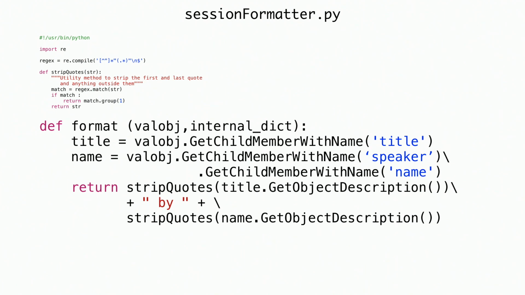And then I just do a little bit of cleanup. I call script quotes on get object description. I add the word by, and I call script quotes on get object description on the name. So I get keynote by Dishan. Okay.